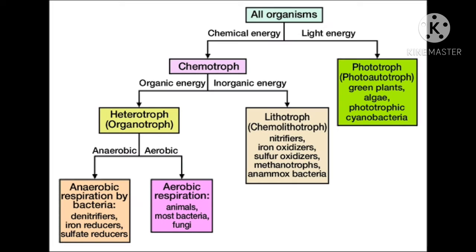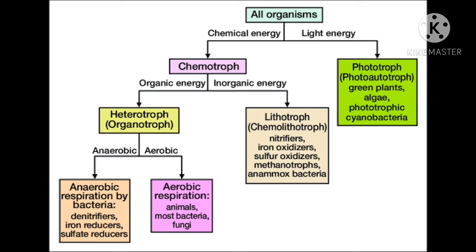As you can see in this diagram, there are 2 energy sources that are used by all organisms. Phototrophs obtain energy from light, and chemotrophs use chemicals as their source of energy. Under chemotrophs are heterotrophs and lithotrophs. Heterotrophs obtain energy from organic compounds and lithotrophs obtain energy from inorganic compounds.